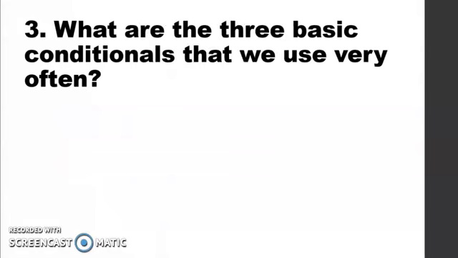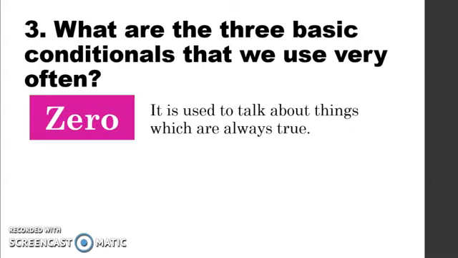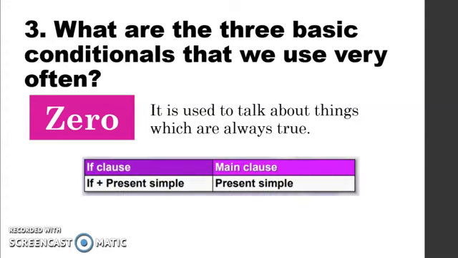What are the three basic conditionals that we use very often? First, the zero conditional. It is used to talk about things which are always true. Now, the form of this conditional is like this. In the if clause, or if part, you have if plus the present simple tense of the verb, and then in the main clause, you will use the present simple of the verb.